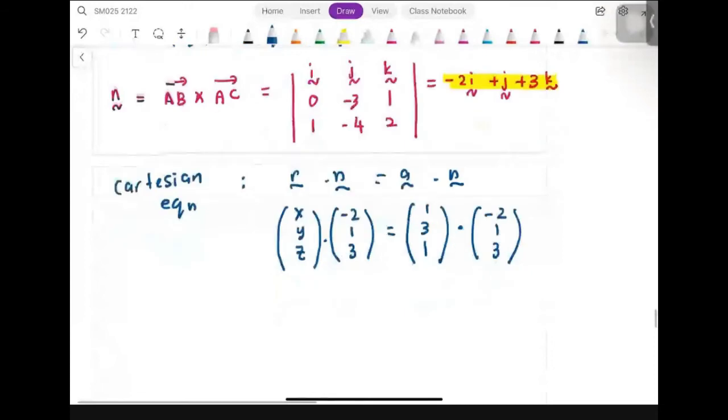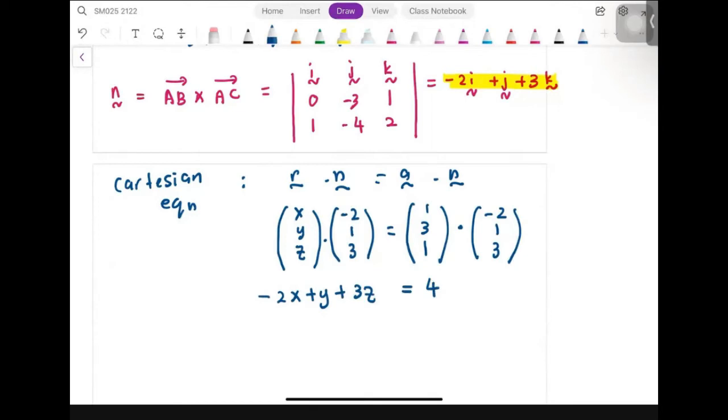Okay, and then simplify this. We have negative 2x plus y plus 3z equal to 4. Or if you want to simplify this, you can reverse all the signs, no problem. So it becomes 2x minus y minus 3z equal to negative 4. Both are correct.